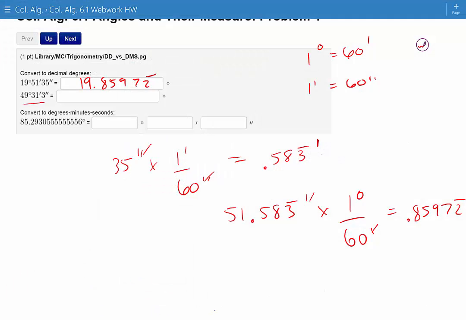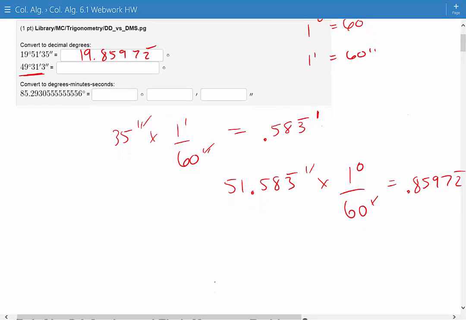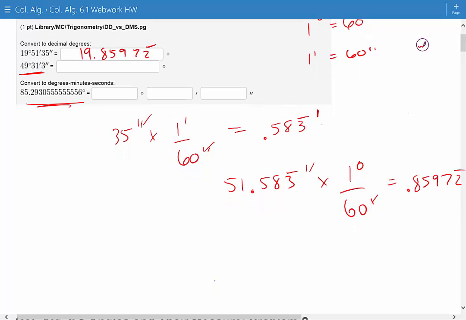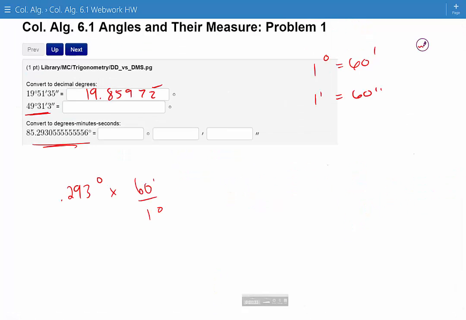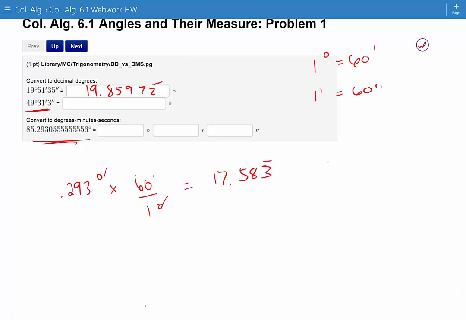So you can do the exact same thing for this now, but this one's trickier because now we're going from degrees to degrees, minutes, seconds. We would first take the 0.293 degrees multiplied by 60 minutes over 1 degree so the degrees cancel. That would give us this in minutes, which would be about 17.583.